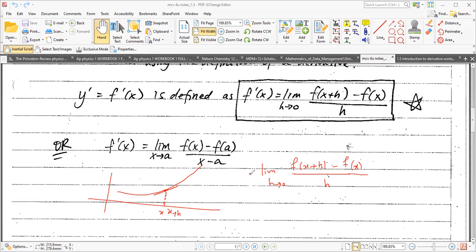We call this one the derivative. Derivative of f of x. To show the derivative, you put a prime on the top of that. If someone asks you what the derivative is, you say a slope, instantaneous rate of change, or slope of the tangent line.